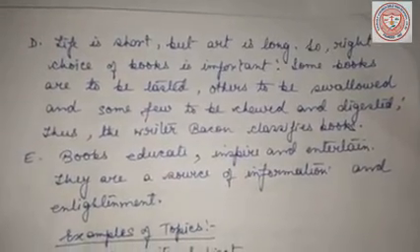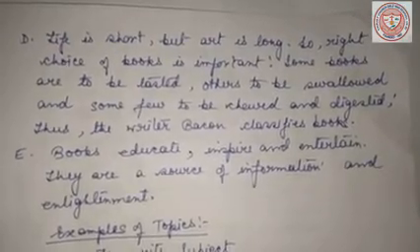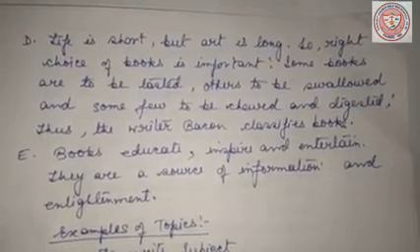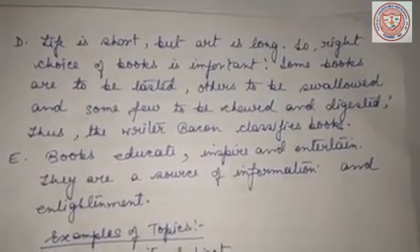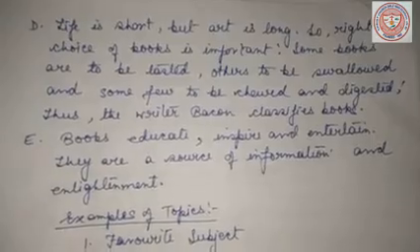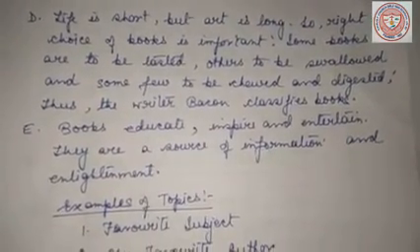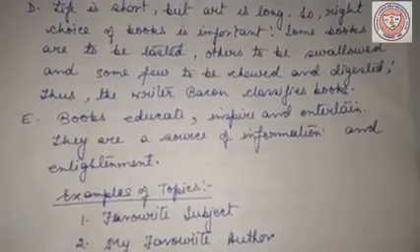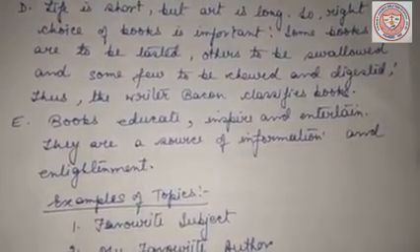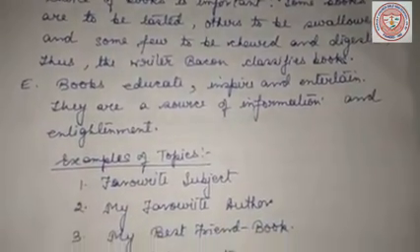Next is, life is short but art is long. So the right choice of books is important. Some books are to be tasted, others to be swallowed, and some few to be chewed and digested. Thus the writer Bacon classifies books. And the last point in this is, books educate, inspire and entertain. They are a source of information and enlightenment.